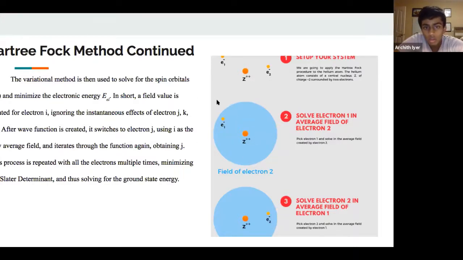So a field value is created for electron I, and we're pretending like none of the other electrons exist. After the wave function is created for this electron, we switch to electron J, or in this case, electron 2, and we use this as the new field. The field originally was pure, there was nothing in it. We were solving everything with respect essentially to Z, which is the nucleus. But now that we've solved for electron 1, we're solving for electron 2 in the field of electron 1. And this process is repeated multiple times, minimizing the ground state energy.